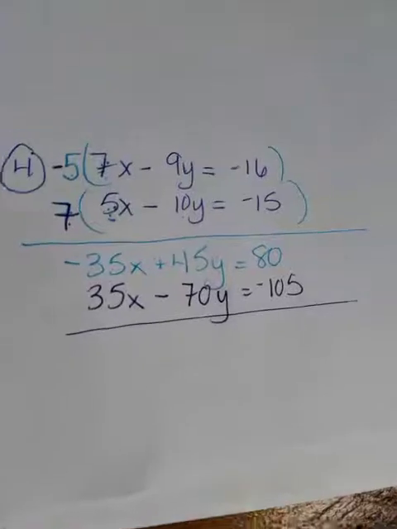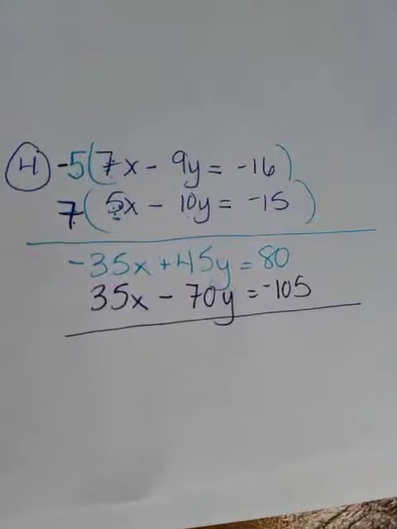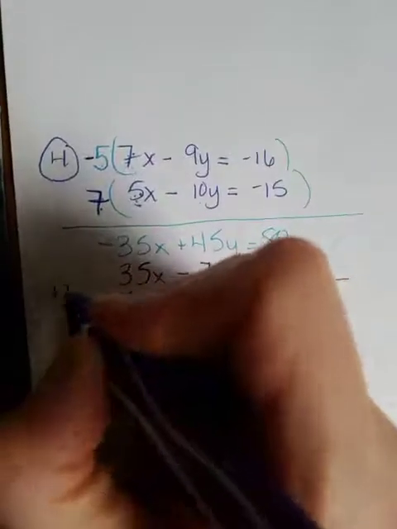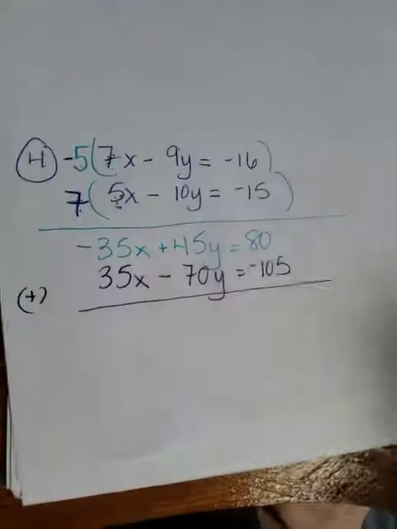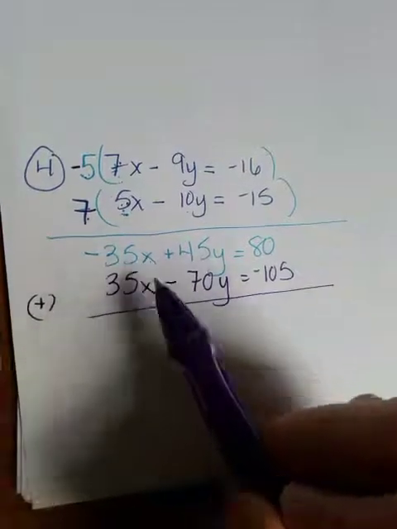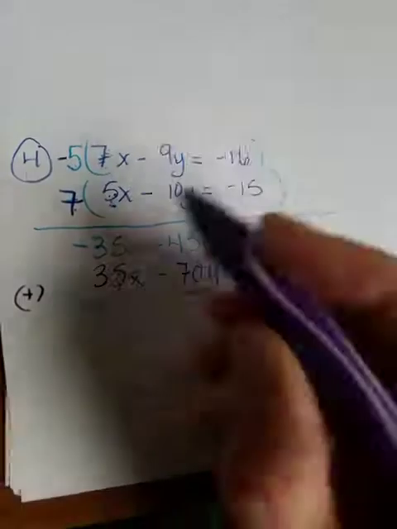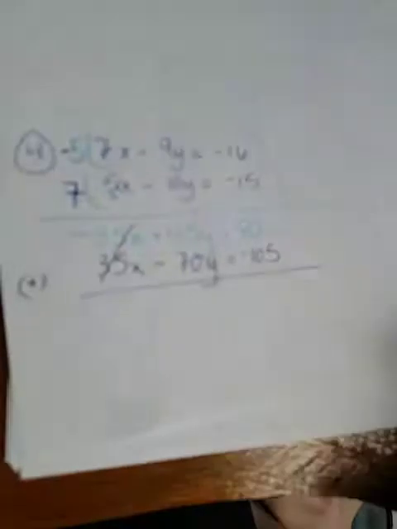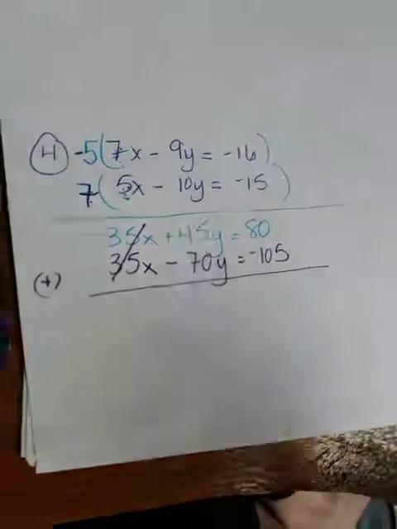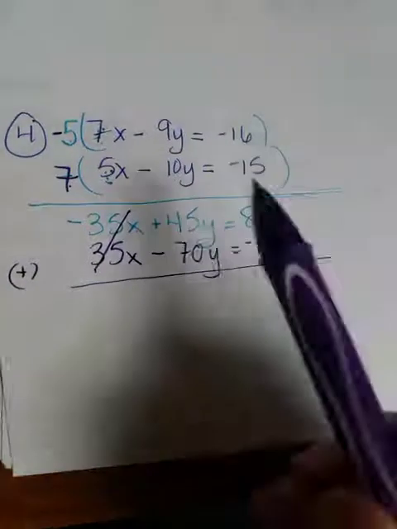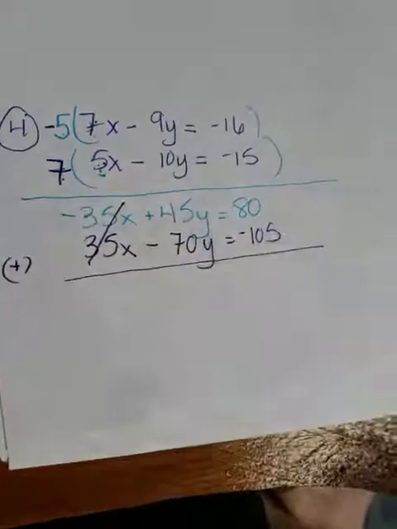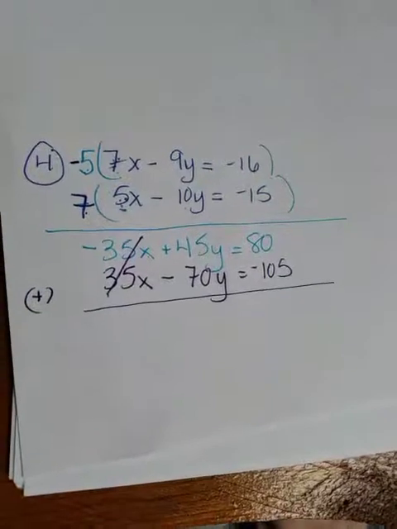Okay. So now remember, you're going to add the two equations together. What's -35x plus 35x? That cancels out to 0. It's gone. That was our goal. That's not just chance. That's what we wanted to happen. What's 45y plus a -70?